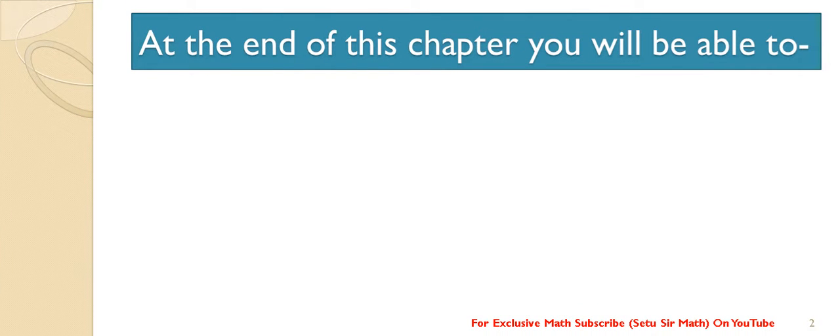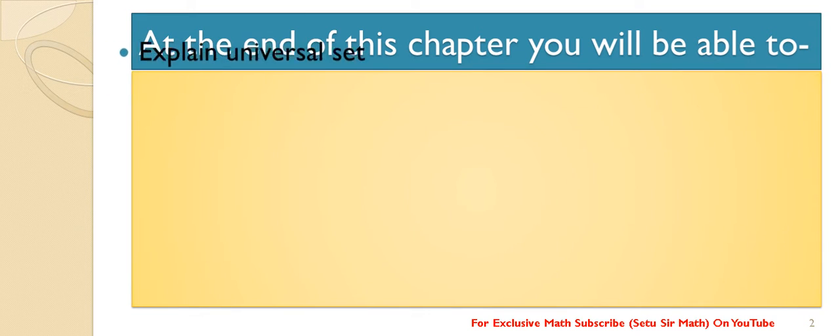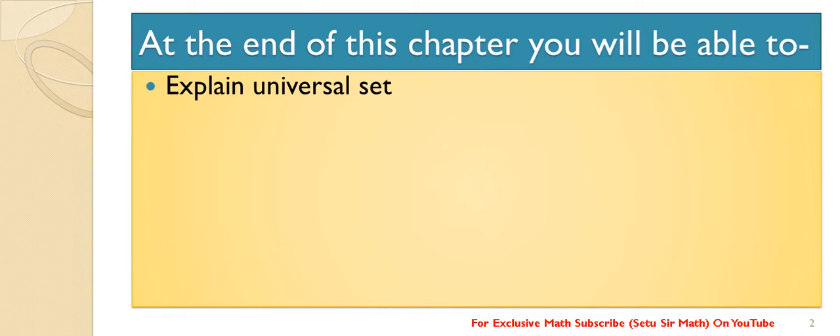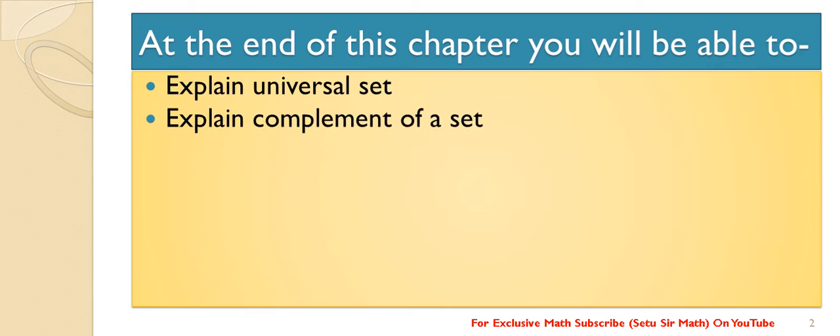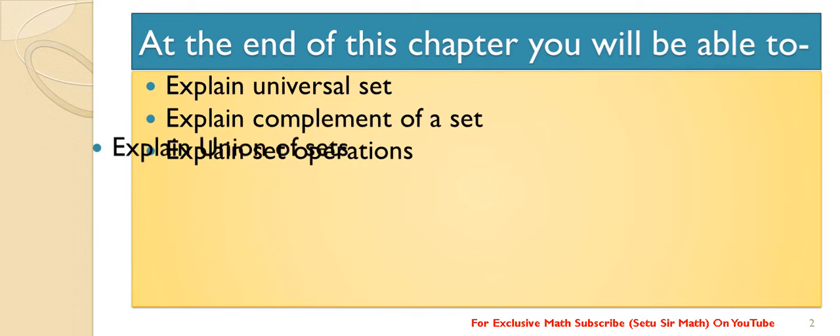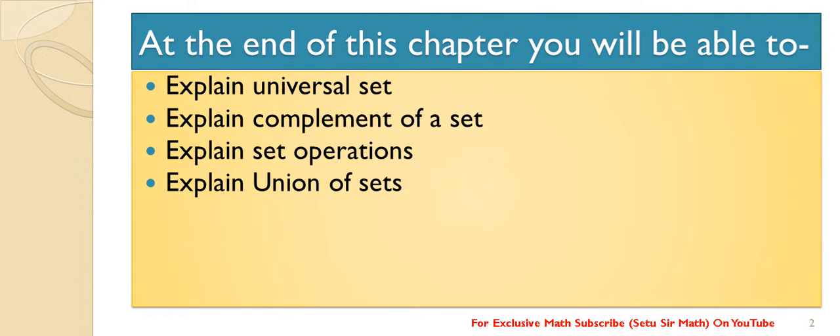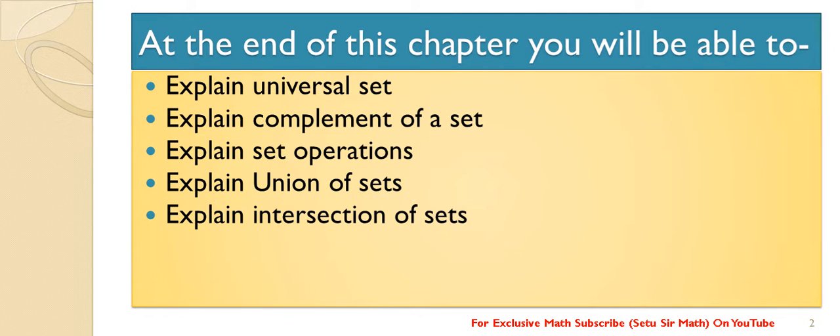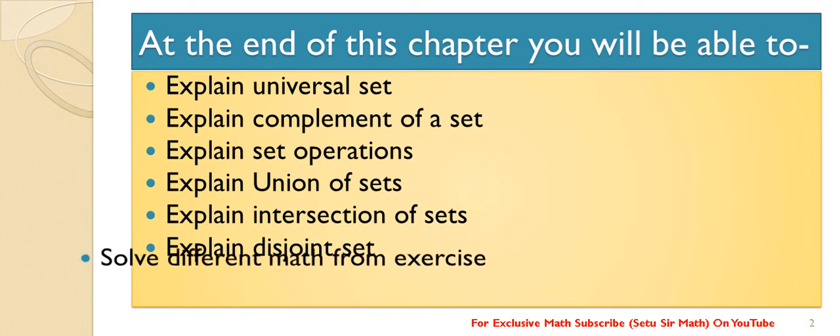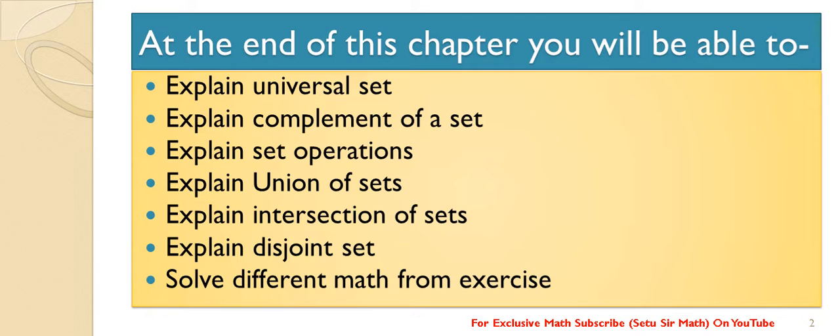At the end of this chapter you will be able to explain universal set, explain complement of a set, explain set operations, explain union of sets, explain intersection of sets, explain disjoint set, and solve different math from the exercise.